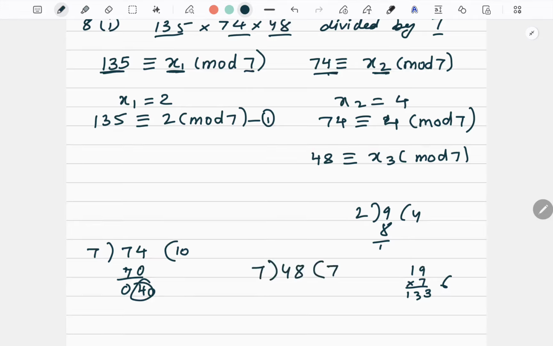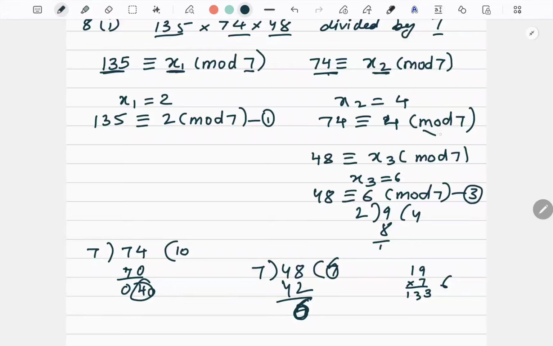Okay, now I'll tell you how to do it in the simple way. 48 divided by 7. So 7 sixes are 42 and remainder is 6. So your x3 is equal to 6 and you can write 48 congruent 6 mod 7, which becomes my equation number 3 and this is my equation number 2.